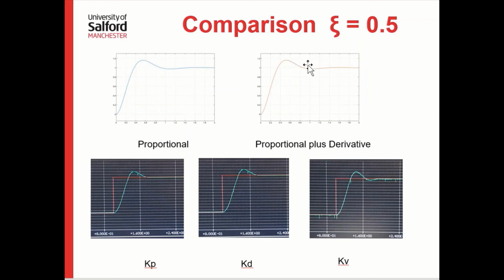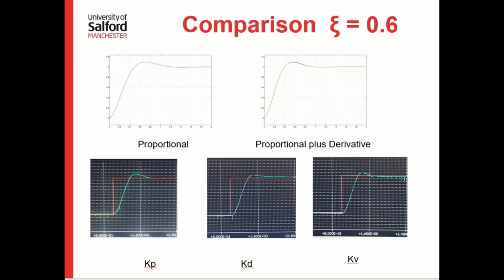So this is proportional control, damping ratio 0.5. This is proportional plus derivative, damping ratio 0.5. This is the practical result of proportional. This is the practical result of the proportional plus derivative, and this is the practical result of the proportional plus tacho. So we can see from these that broadly the amount of overshoot, they all look very similar, don't they? Because they've all got this damping ratio of 0.5.